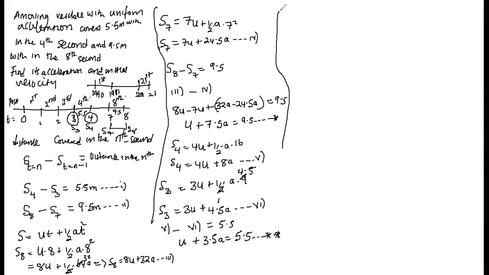Now I'm bringing back O-level solving. Don't use matrix, you might cause problems. You can make an atomic bomb when you're solving using matrix. So we can solve by elimination. Star 2 minus star 1, which is 7.5 minus 3.5, we get 4A plus 0 is equal to 9.5 minus 5.5. 9.5 minus 5.5, we get 4. So 4A is equal to 4. My acceleration is 1 meter per second squared.